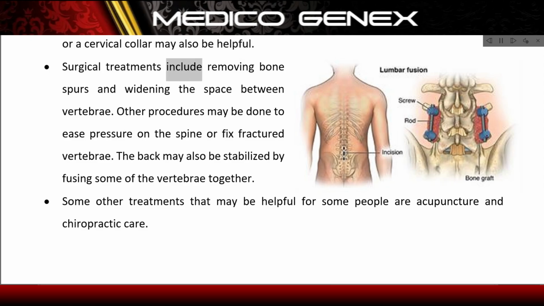Surgical treatments include removing bone spurs and widening the space between vertebrae. Other procedures may be done to ease pressure on the spine or fix fractured vertebrae. The back may also be stabilized by fusing some of the vertebrae together. Some other treatments that may be helpful for some people are acupuncture and chiropractic care.